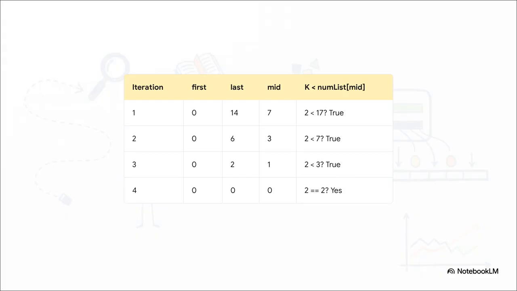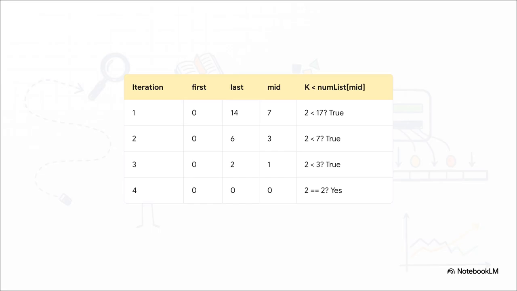Okay, let's try it out. We're looking for the number 2 in this nice sorted list. First, we find the middle. The middle element is 17. Now, we ask, is 2 smaller or larger than 17? It's smaller, of course, so we can take the entire second half of the list from 17 onwards and poof, it's gone. We don't need it.